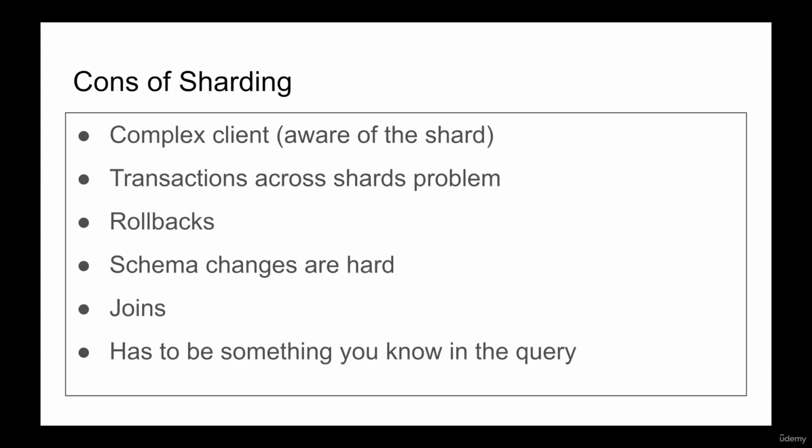An example would be, if you have customer West and customer East on two shards, and you're searching by name, tough luck, right? Name has nothing to do with shard, so you have to query both shards.